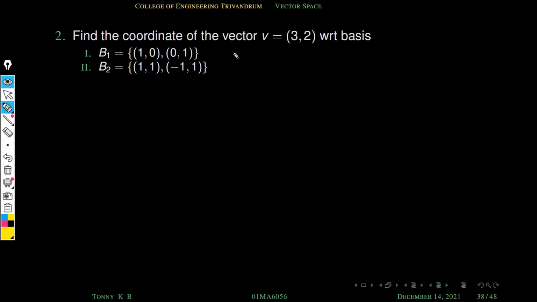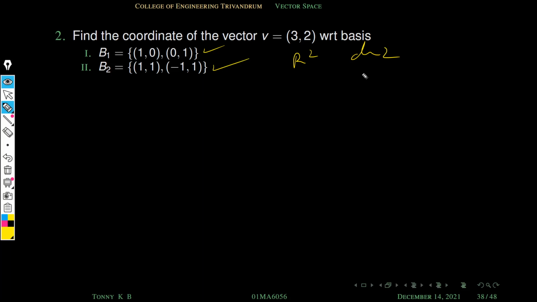Answer this problem. Find the coordinate of the vector b equal to (3, 2) with respect to the basis b1 equal to this one and b2 equal to this one. Okay, anyway, it is clear that both are bases because we know they belong to R2 and its dimension is 2, and there are two linearly independent vectors. This is a set of two independent vectors. This is also a set of two independent vectors.